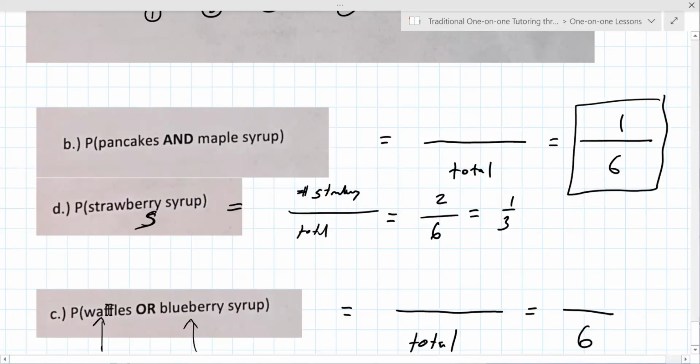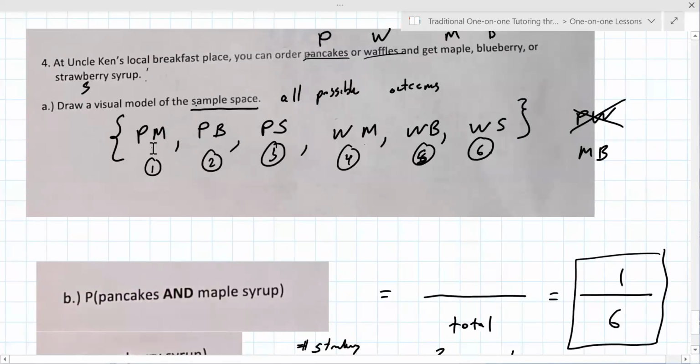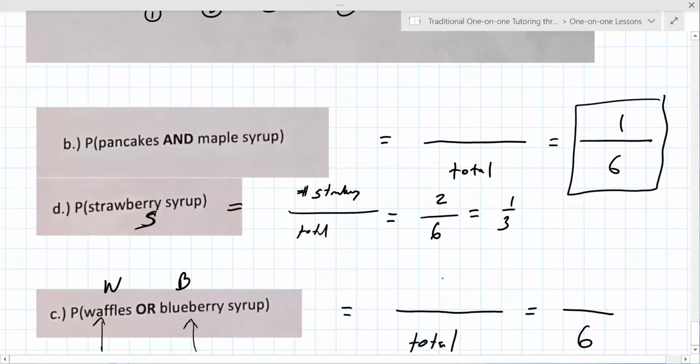So we got the last question here. Waffles or blueberry. I was trying to say it's either got to have a W or a B, and we're just counting. Does PM have a W or a B? Nope, but PB does. So we say, okay, there's 1. How about the next one? Nope, but each of these do. So that's 1, 2, 3, 4 of those. So that's 4 over 6, which reduces to 2/3. Yep.